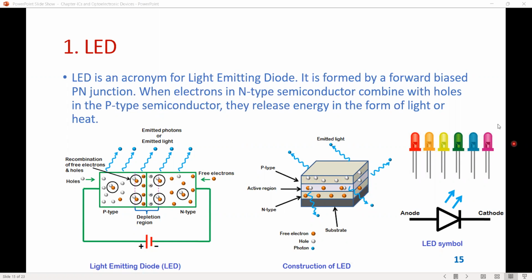The difference and the construction. Any related question? If you have, you can ask. And these LEDs come basically in different colors also. So red, yellow, and different colors are available. Depending upon the type of material we use, we can have a different color. Any question, guys, here, or is it clear to all of you?